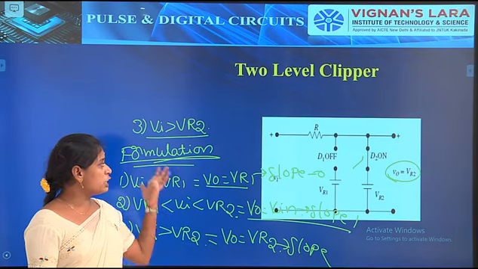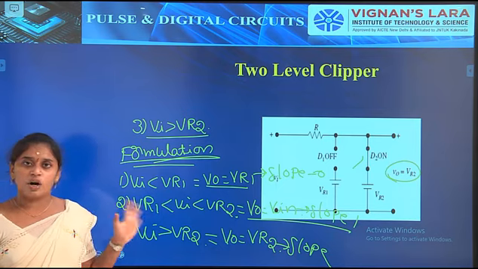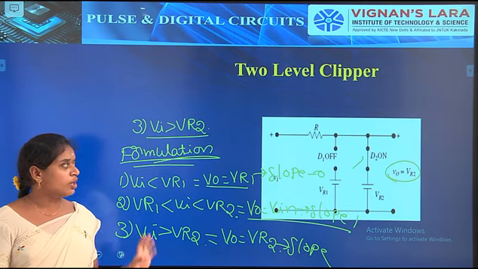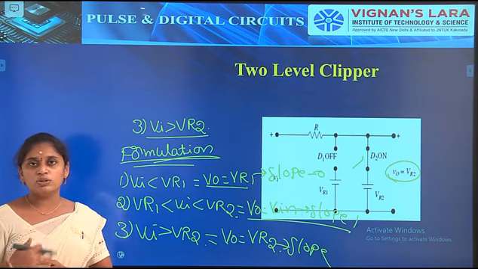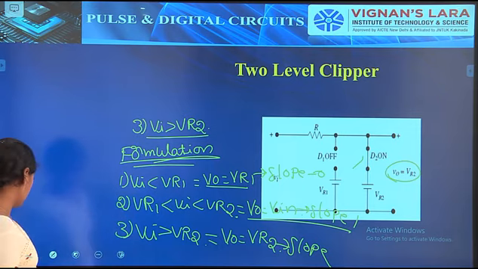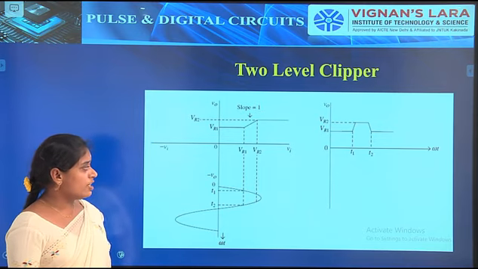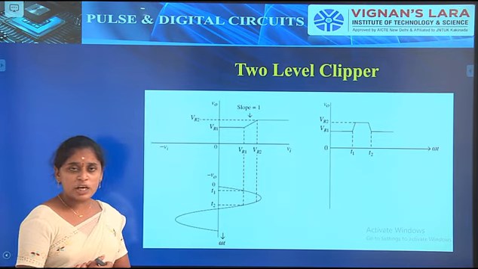So this is the formulation of the transfer characteristics. That is step 2, and finally we have to draw the transfer characteristics. We just have to observe the transfer characteristics. We have to draw the two level clipper transfer characteristics. So this is a very important question. Just check this condition. VR1 and VR2 both are positive signals.